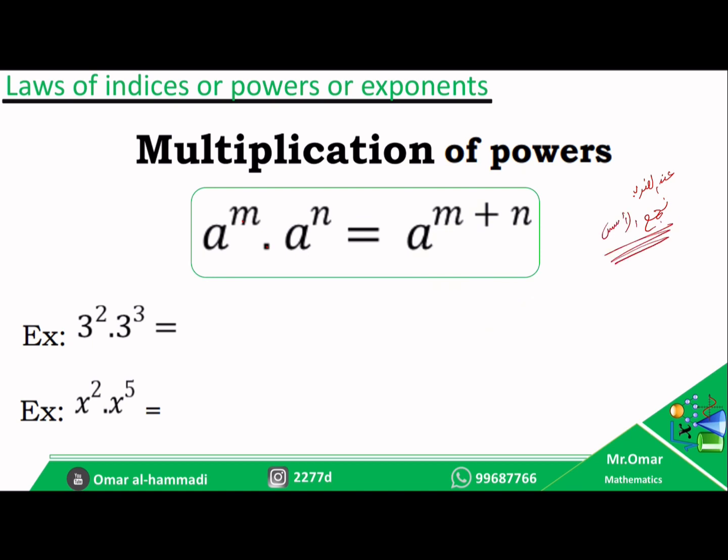Let's do the example. 3 to the power 2 multiplied by 3 to the power 3. This is equal to what? We will add 2 plus 3. It will be equal to 3 to the power 5. Again, x to the power 2 multiplied by x to the power 5. This will be equal to x to the power 2 plus 5. It will be equal to what? x to the power 7. Something like that. This is an easy way.